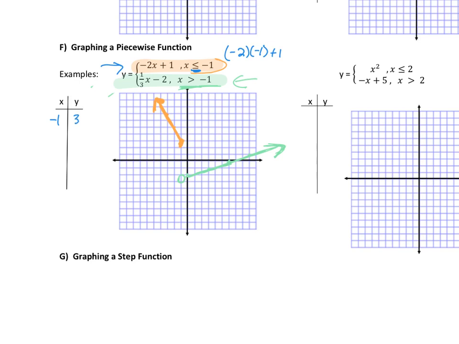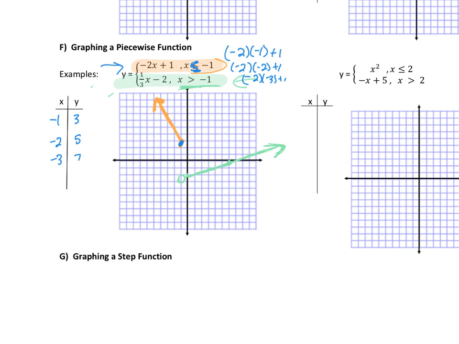And we can plug in some other x values that are less than negative 1. That's this part of the graph. So let's plug in negative 2 and negative 3 as an example. If we plug in negative 2, doing negative 2 times negative 2 plus 1, we find that we get 5. And if we plug in negative 3, we get negative 2 times negative 3 plus 1, which is 7. So we would graph those points.